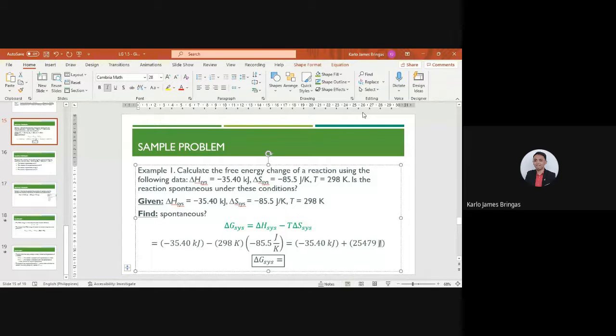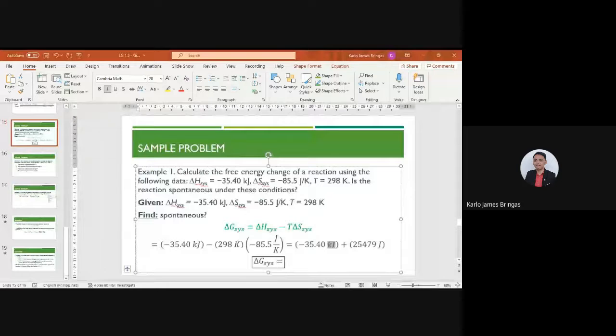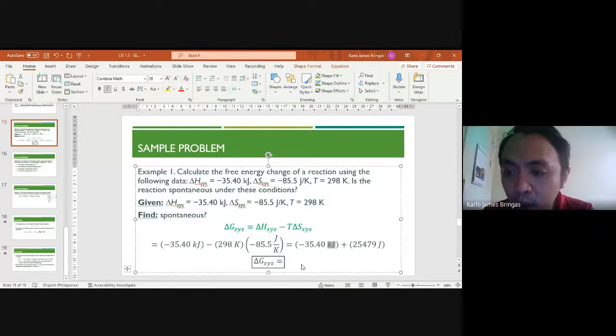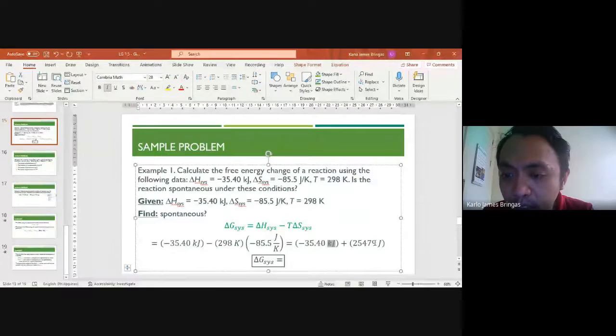So notice here na magkaiba sila ng unit. The second term is in units of joule, while the first term is in kilojoule. So you cannot add them up yet. The only time that we can add the two together is if ang ating first term and the second term both have the same units. So how do we do this one? You can do as AC and Danielle have done, which is to convert the kilojoules into joule.